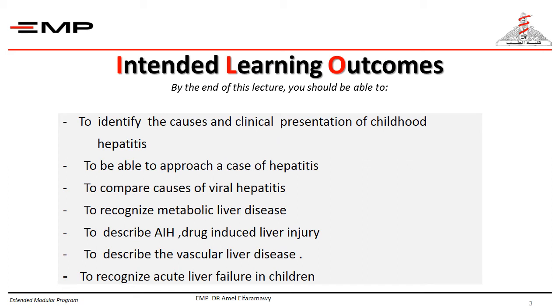By the end of this lecture, you will be able to identify the causes and clinical presentation of childhood hepatitis. You will be able to approach a case of hepatitis, to compare causes of viral hepatitis, to recognize the metabolic liver disease, to describe autoimmune hepatitis and drug-induced liver injury, to describe the vascular liver disease, and to recognize acute liver failure in children.